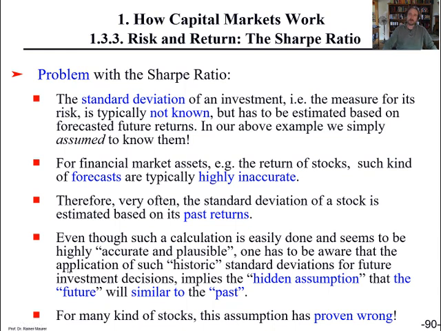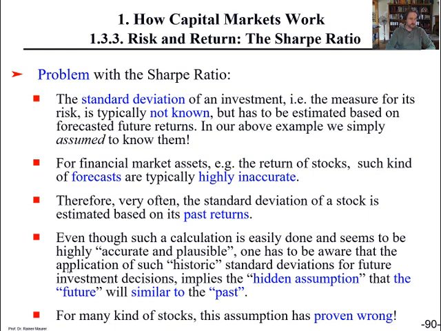There's, however, a problem with the Sharpe ratio. The standard deviation of an investment, that means the measure for its risk, is typically not known. It has to be estimated based on forecasted future returns. In our above example, we simply assumed to know all these returns. For financial market assets, for example stock returns, such a forecast is typically highly inaccurate. Therefore, very often the standard deviation of a stock is estimated based on its past returns.